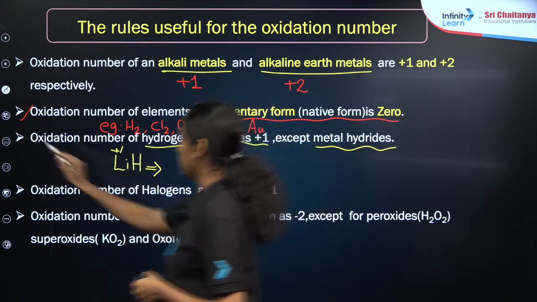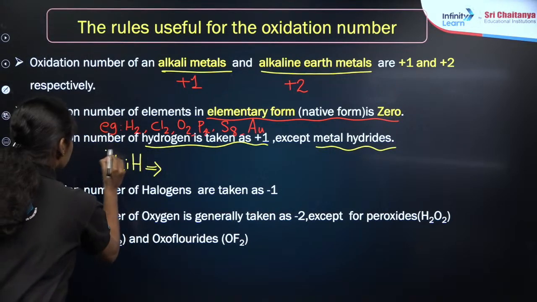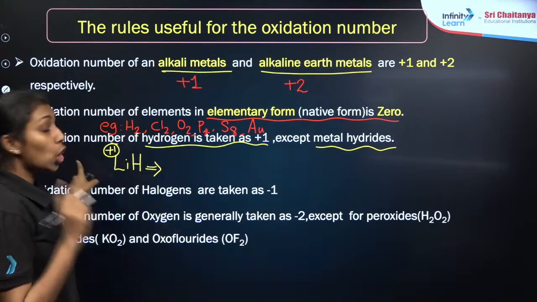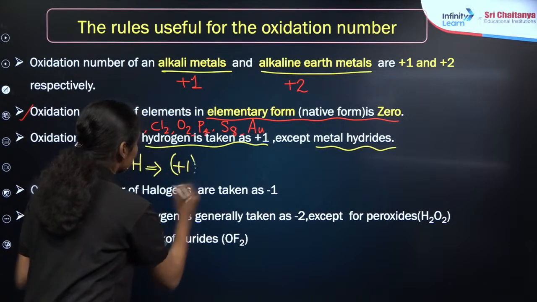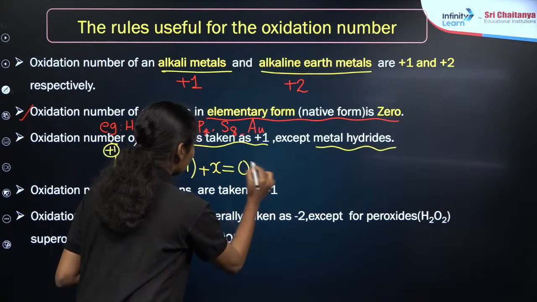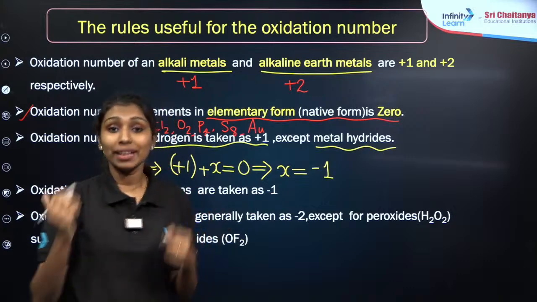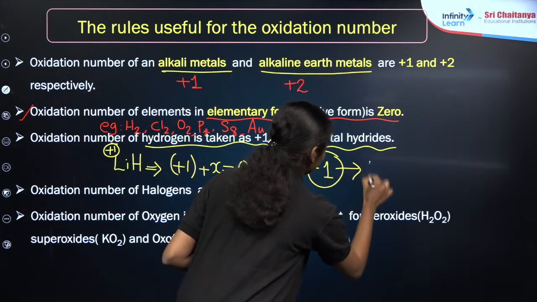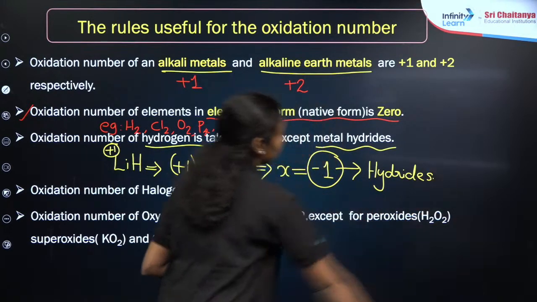Then according to our rule, the algebraic sum of the oxidation numbers of all the atoms should be 0. So if I take +1 for lithium, plus hydrogen, we take it as x: +1 + x = 0, so x is equal to -1. Which means in all metal hydrides, hydrogen exhibits an oxidation state of -1. This point you have to keep in your mind. Clear?